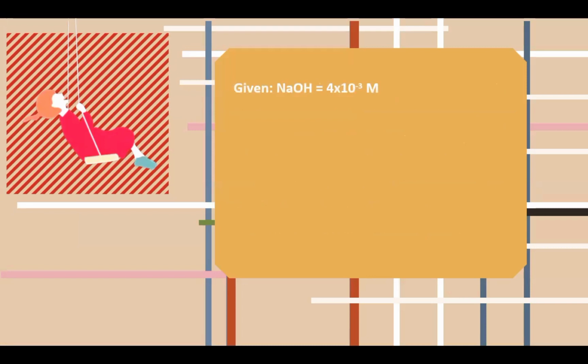First, let's write the given, which is the concentration of sodium hydroxide is equal to 4 times 10 raised to the power of negative 3 moles per liter of the solution. Next, pOH is then calculated using the expression pOH equals negative logarithm of the given concentration in moles per liter. Solution.